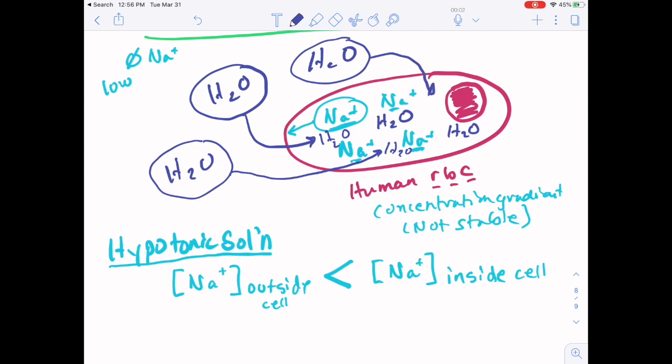But think about what would happen if water keeps entering the cell. What's going to happen to that cell? It's going to pop like a balloon, or it could. I mean, first of all, the cell's going to swell and it's going to look all bloated with water. And if enough water has to move in, let's say this is a very high sodium concentration inside and a very low concentration outside, the cell could actually burst and pop like a balloon.